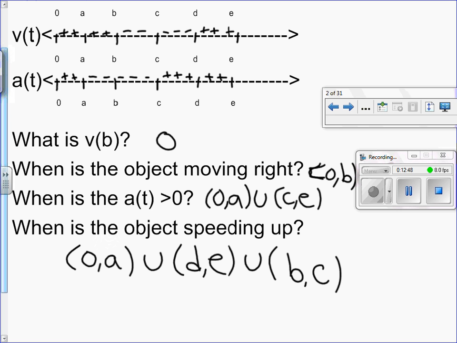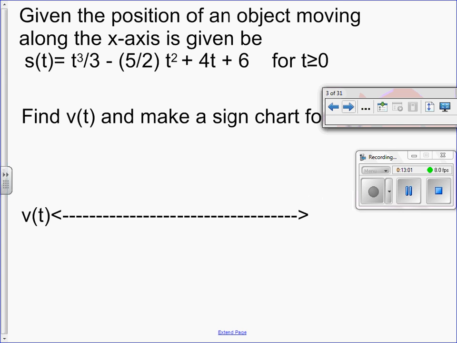Now, we just created a sign chart from the graph of position. I want to create sign charts again, but from the equation for the position, because this is probably what you'll be given. So I've given you a position function, and the first thing I want everybody to do is get the velocity function. So go ahead, get the velocity, just the derivative. Yeah, it's like 1/3 t cubed. Right, t cubed over 3 is the same as 1/3 t cubed.